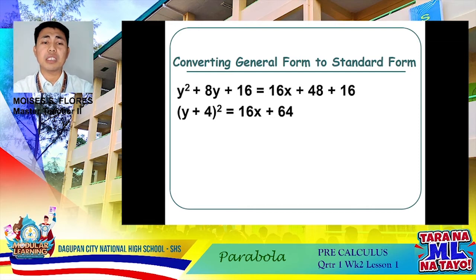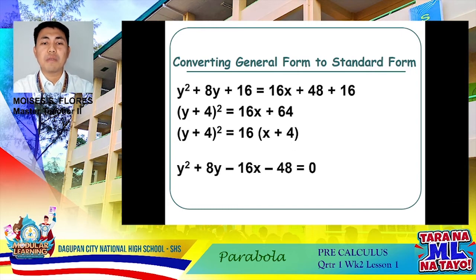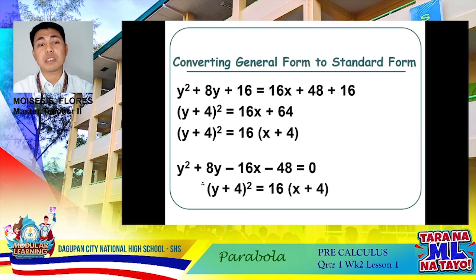And of course, the next step, you notice here on this side, 16x and 64, we are going to extract the numerical coefficient of your variable. With respect to x it is 16, so we're going to extract 16. So therefore, we have 16 quantity x plus 4. So this is now our standard form, from the general form of the equation of a parabola to the standard form, which is quantity y plus 4 squared equals 16 quantity x plus 4.